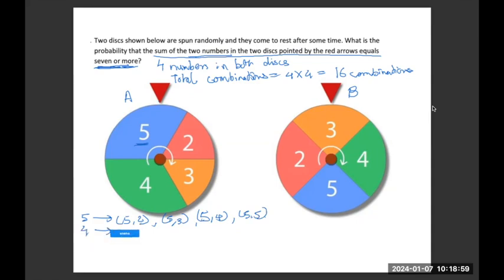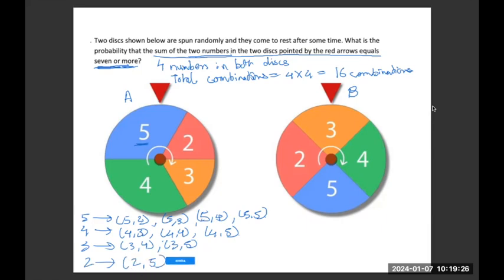With 4, 4, 2 is not possible. 4, 3, 4, 4, and 4, 5. With 3, 3, 3 is not possible. 3, 4 is 7. And 3, 5 will equal 8. With 2, it will be just 2, 5. 2, 4 is 6. That's not possible because we are looking for 7 or more additions. So these are all the possibilities which will equal 7 or more when you add the two numbers.